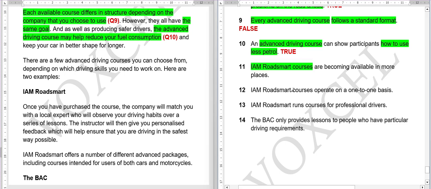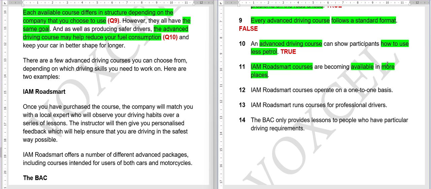I am road smart courses are becoming available in more places. So let's call it road smart course or course 1. It's now becoming available in more places, like at those places where it was not available previously. Now you can choose this particular course. If that is the case, our answer will be true.